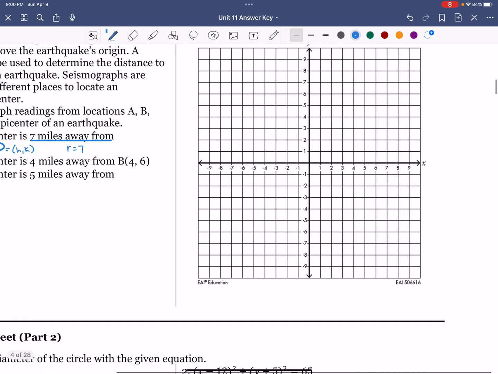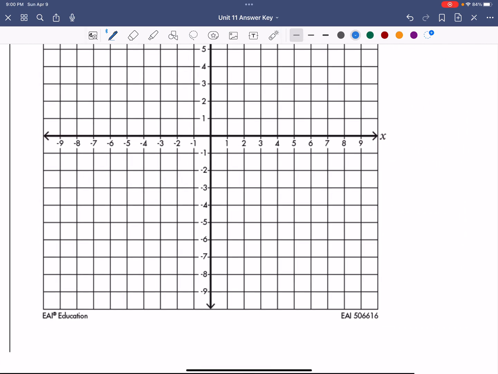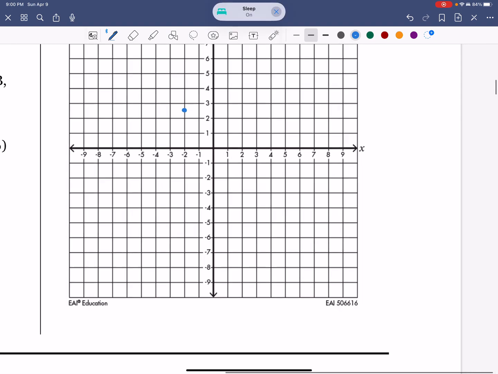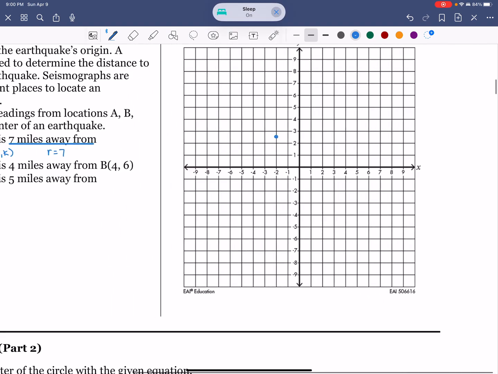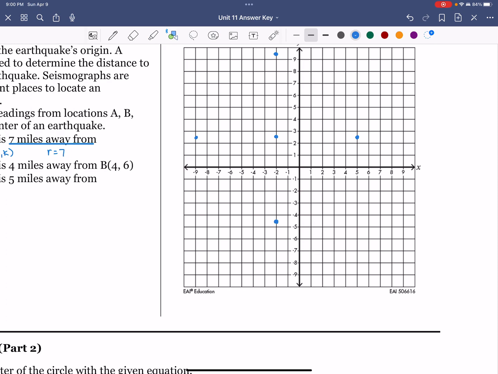So I'm going to come over here to my graph and go ahead and find my -2, +2.5, sorry. So -2, +2.5 right there. And I'm going to count 7 in each direction and go ahead and create a circle here. So down 7. Here, up 7. There. Right 7. Left 7. And I'm going to go ahead and try to create as accurate a circle as possible.